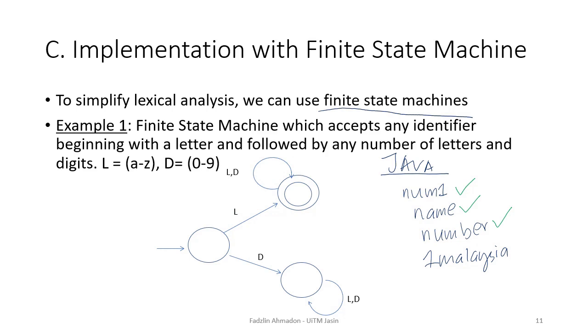And finally, we will check the last one, 1Malaysia. 1 is a digit, so we will go this way: 1, M, A, L, A, Y, S, I, A, and this is a non-accepting state. This is a dead state. Therefore, 1Malaysia is not accepted. So this is an example of a finite state machine that is capable of accepting some strings and rejecting the rest. The strings accepted by this finite state machine are basically valid identifiers.